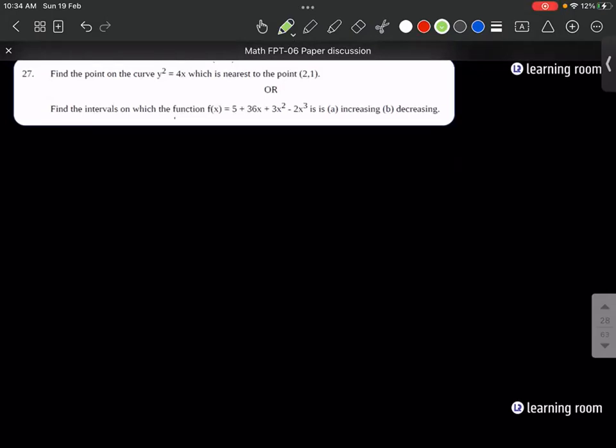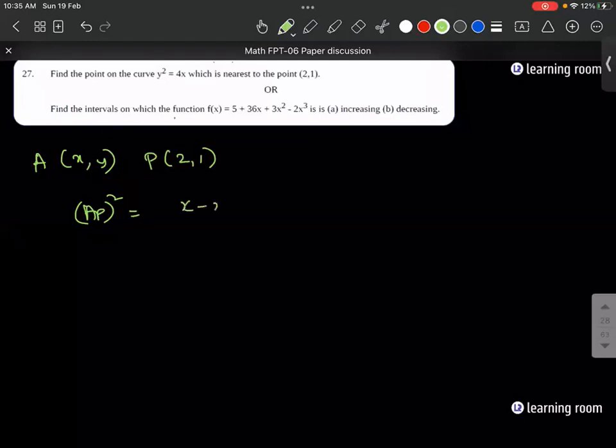Let the point on the curve be x, y, and here it is 2 comma 1. Let this be A, let this be P. So what is AP square equal to? When distance is least, distance square will also be least. AP square is x minus 2 the whole square plus y minus 1 the whole square.